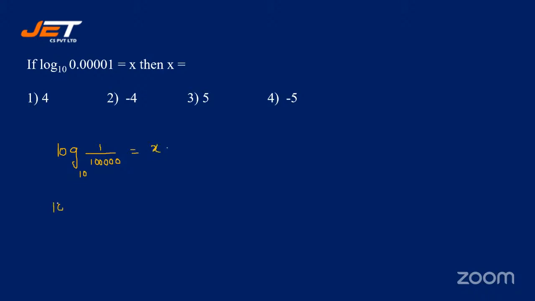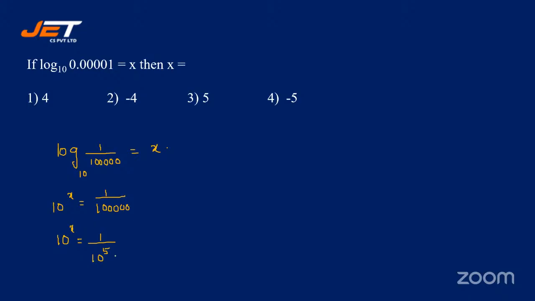So we know this base will become the denominator, right? And x will become the power. This is equal to 1 by 1, 2, 3, 4, 5. So 10 power x is equal to, now can we write this 1 lakh in terms of 10? How can we write in terms of 10? 1 by 10 to the power 5.